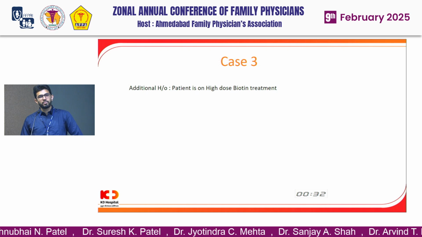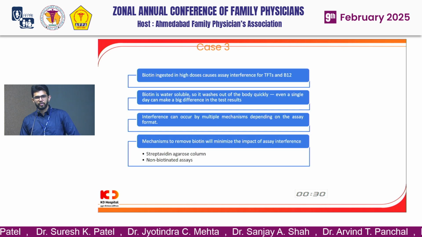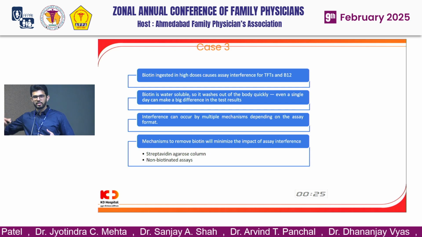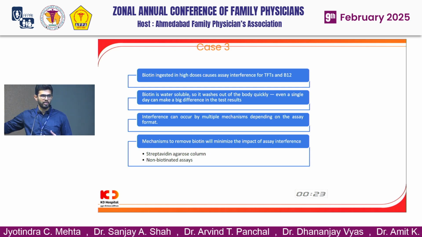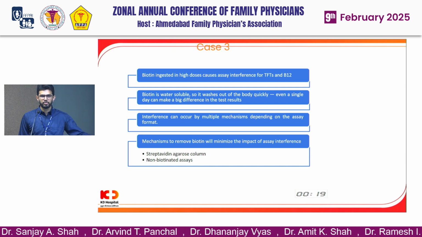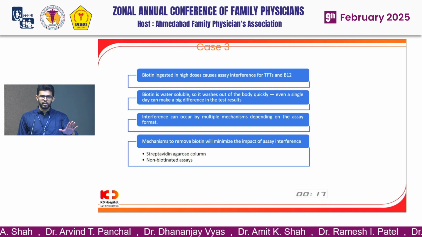Now biotin is a substance which is known to have assay interference. So a very high biotin level in blood can lead to very low TSH and very high T4, T3 levels in anyone, any of us, right? So what we did was we gave a washout period.